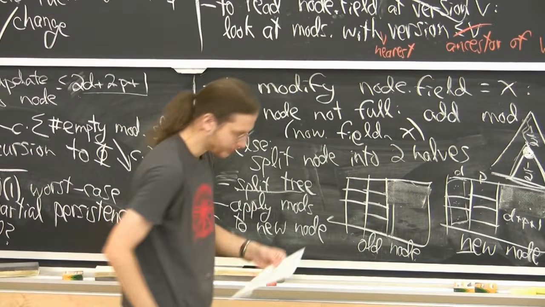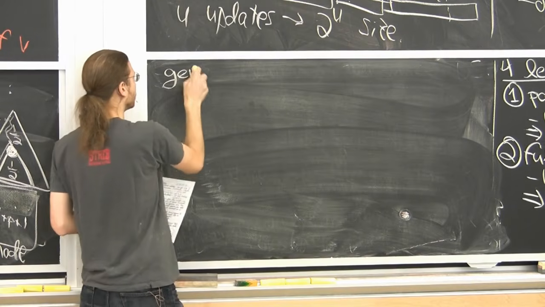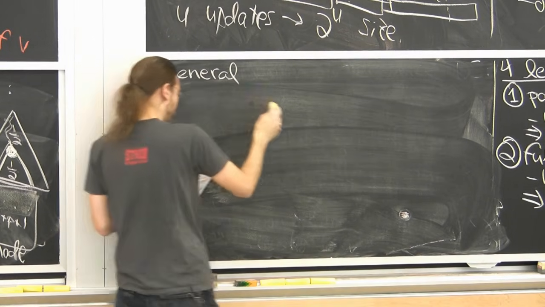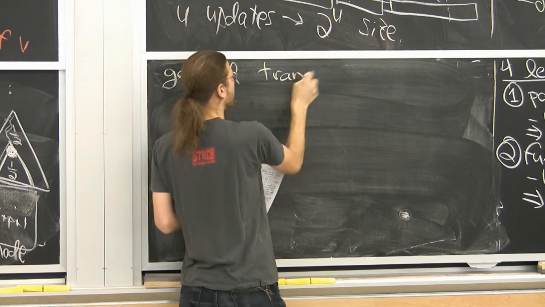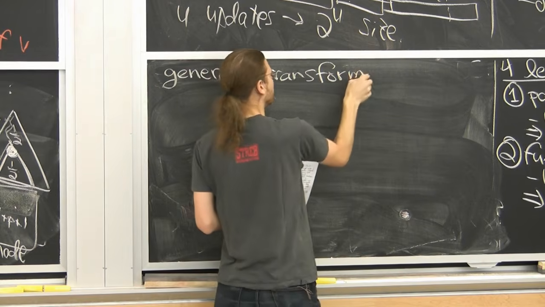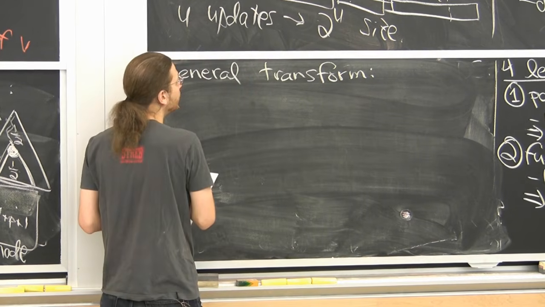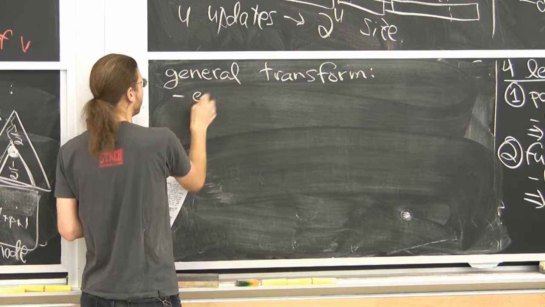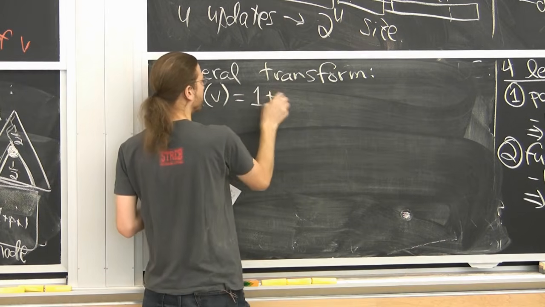All right, what do I want to say about confluent persistence? Let me start with the most general result, which is by Fiat and Kaplan 2003. They define a notion called effective depth of a version. Let me just write it down.